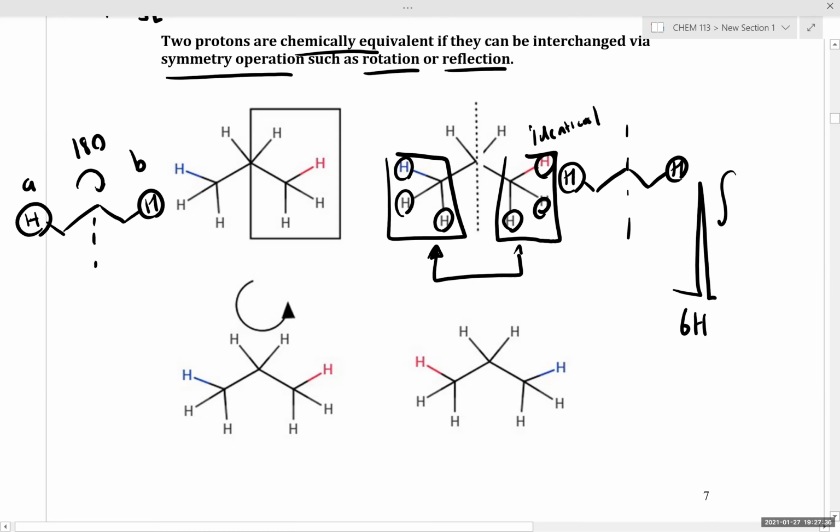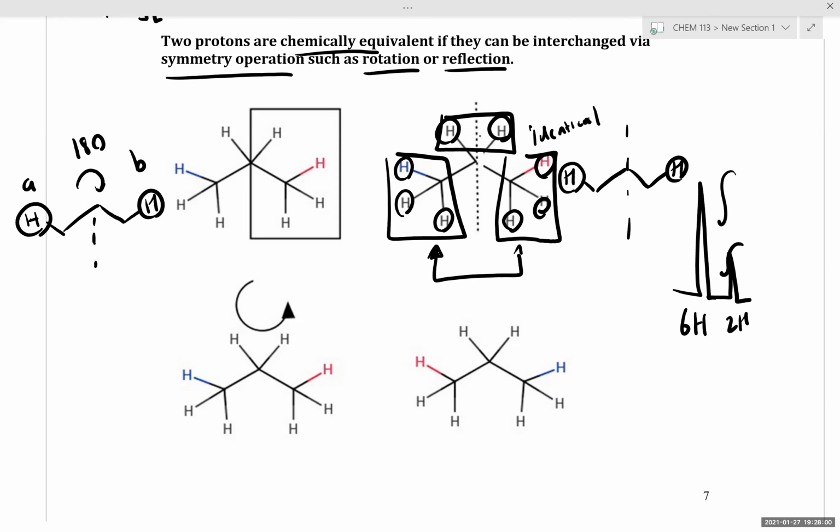We have someone mentioning 2. Are you talking about these two here? Yes. Okay, so that's our other set where we have 2 hydrogens that are chemically equivalent, which are these 2 hydrogens right here. They're chemically equivalent because they're interchangeable via rotation. It's really important to identify symmetry and to identify chemically equivalent protons. Does that idea make sense to everyone?